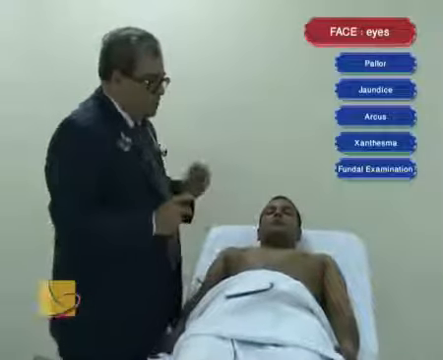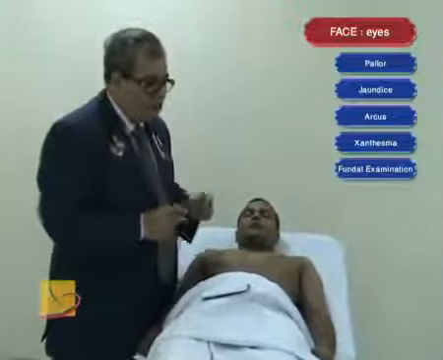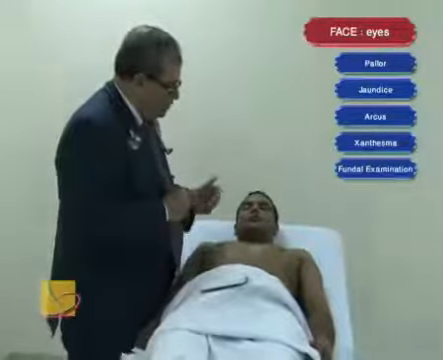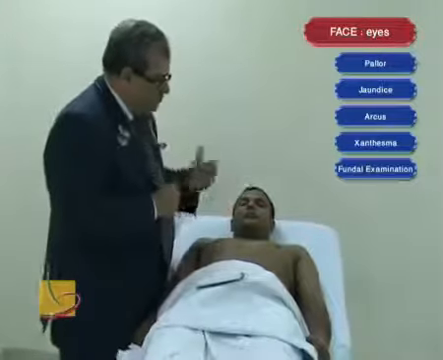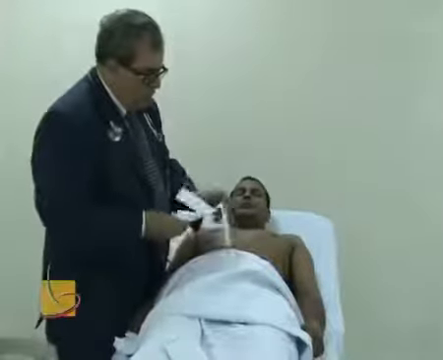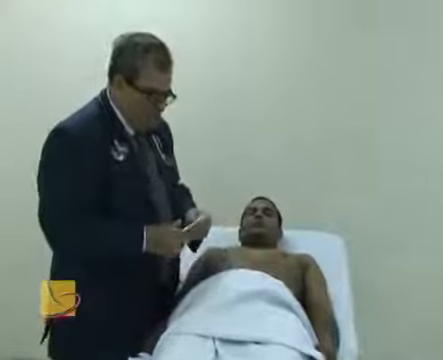Another case in which you have to examine the fundi of the patient is chronic diabetes mellitus to see if there is any form of diabetic retinopathy and if there is vitreous hemorrhage or not. All of this should be done for diabetic and hypertensive patient when we examine the eye of the patient.